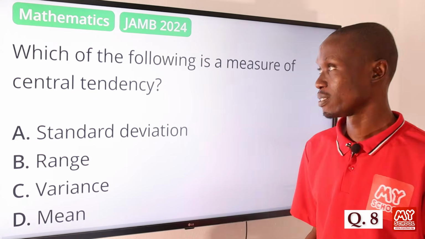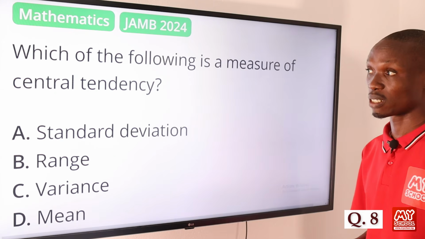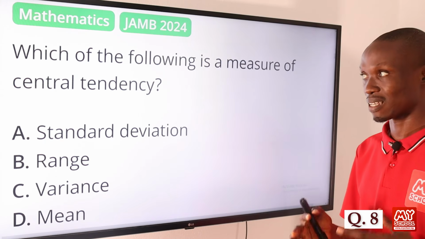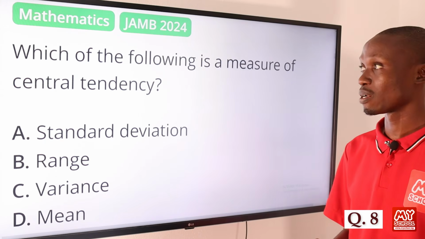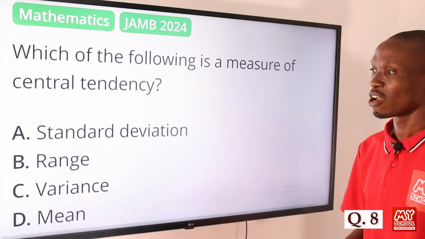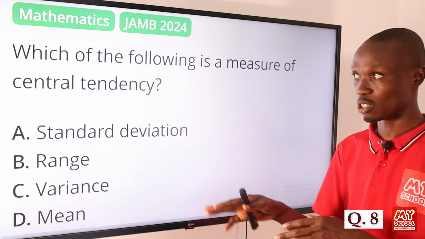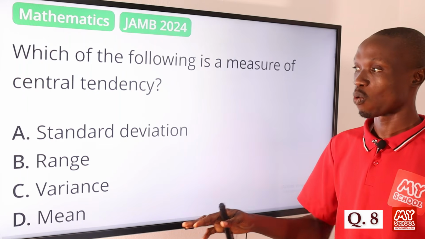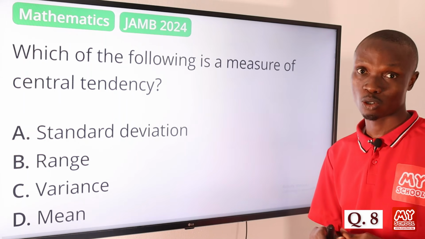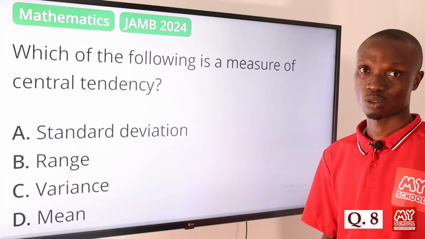39. Question 8. Which of the following is a measure of central tendency? A measure of central tendency is a statistical measure that identifies the center of a data set. Majorly we have 3 measures of central tendency, which are mode, median, and mean, right? If we go through all the options, we find that we have mean in option D. That makes option D the correct answer to this question, mean. The remaining 3, standard deviation, range, and variance, are all measures of dispersion.